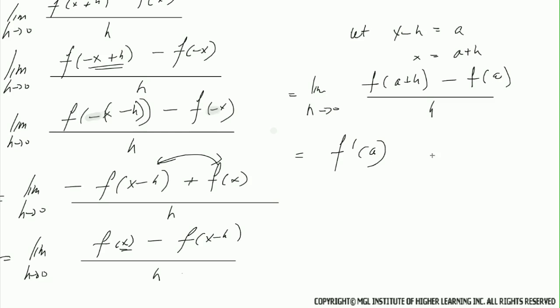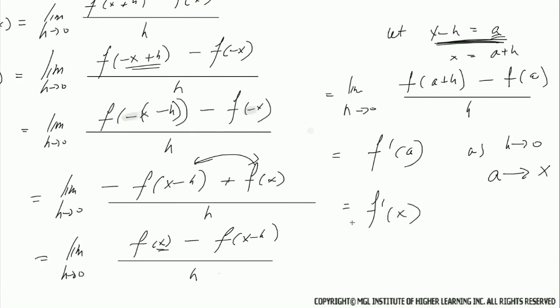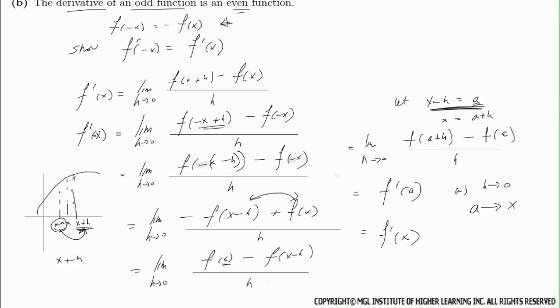By definition. But as h approaches 0, what's happening to a? a is approaching x. See that? a and x are equal to each other as h approaches 0. So we've shown that this right here is equal to this, which is the same thing as showing that it's an even function. So there you go.